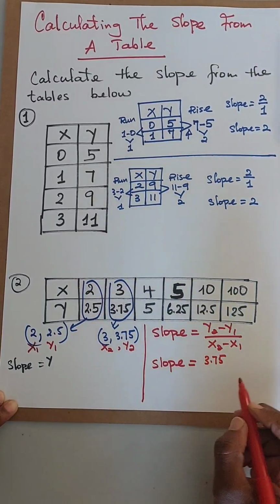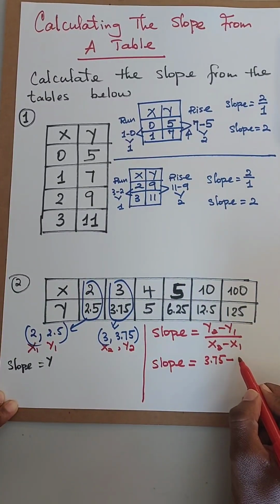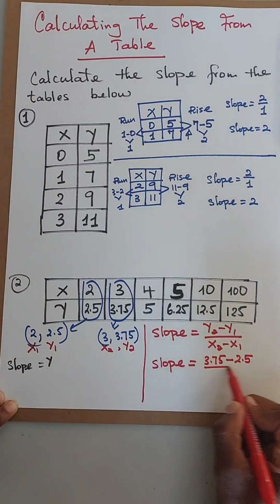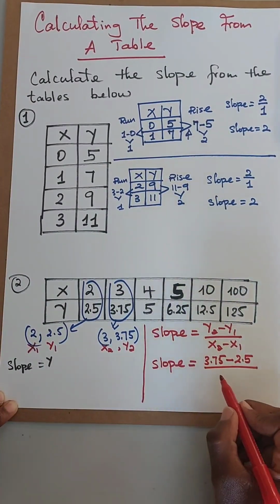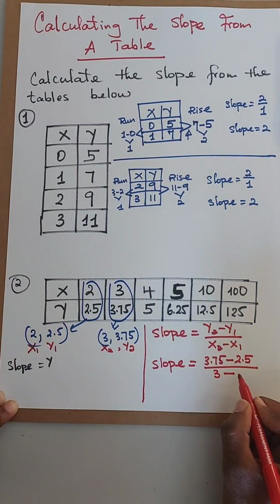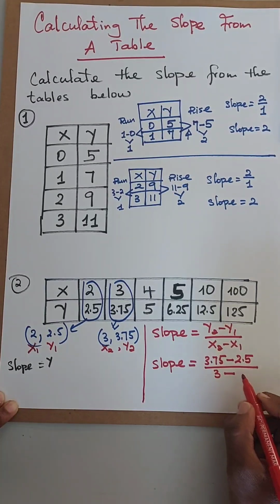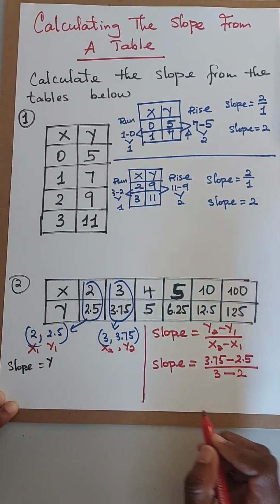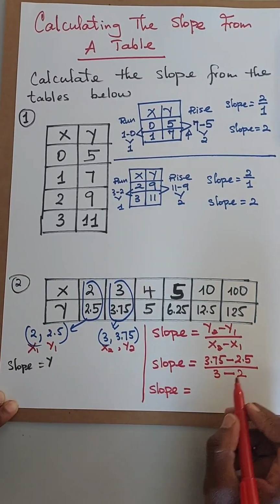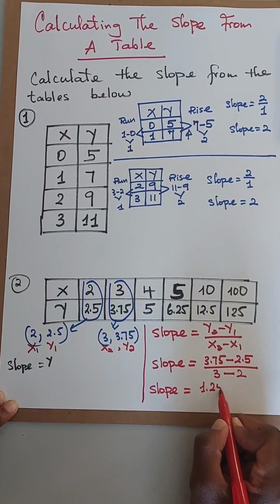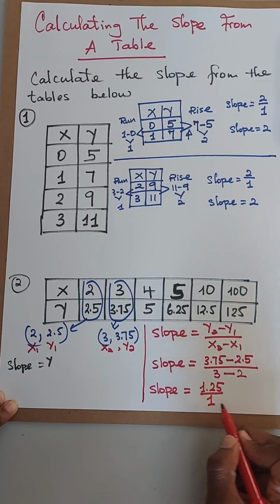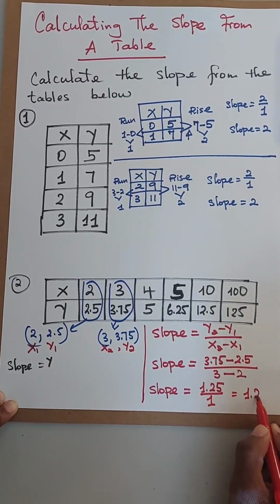3.75, which is the value for y2, minus 2.5, which is the value for y1, and then you divide that by x2, which is 3, minus x1, which is 2. So the slope is 3.75 minus 2.5 is 1.25. So the slope is 1.25 over 3 minus 2 is 1, and so the slope is 1.25.